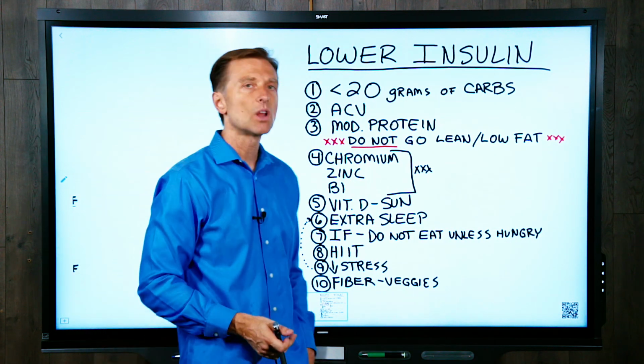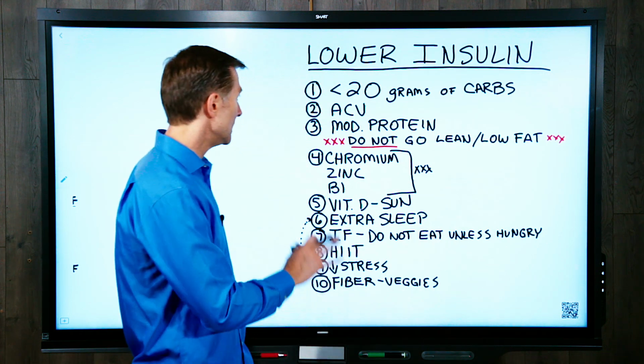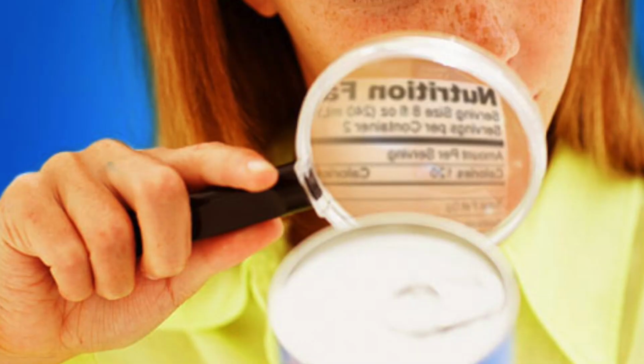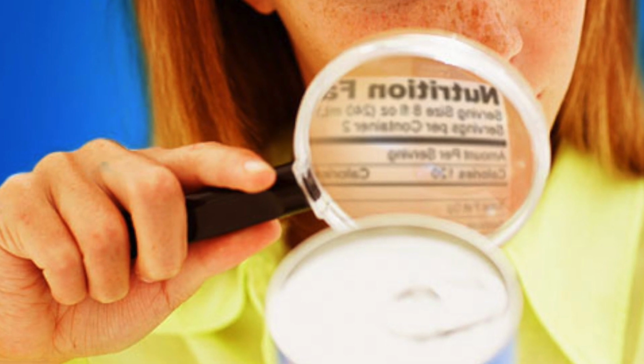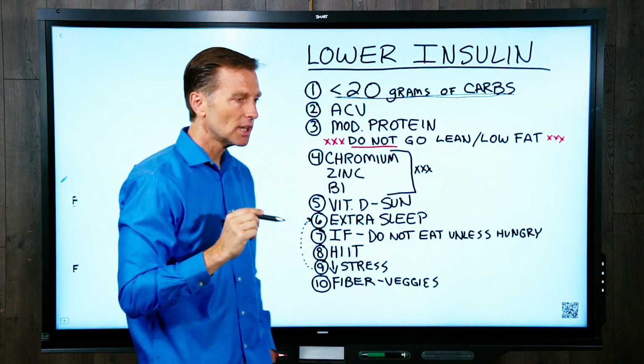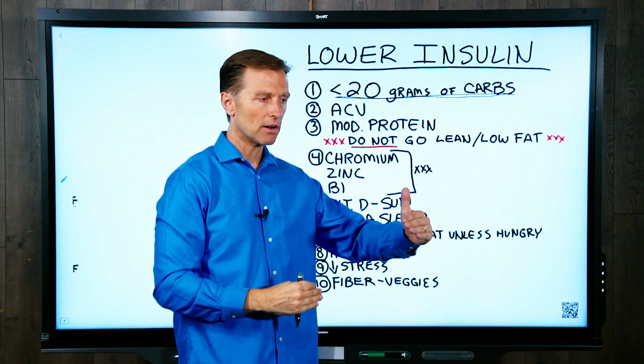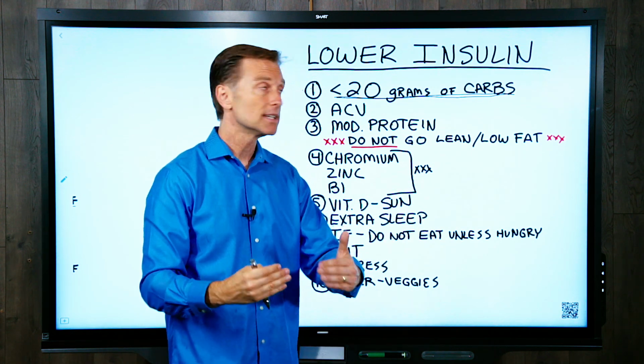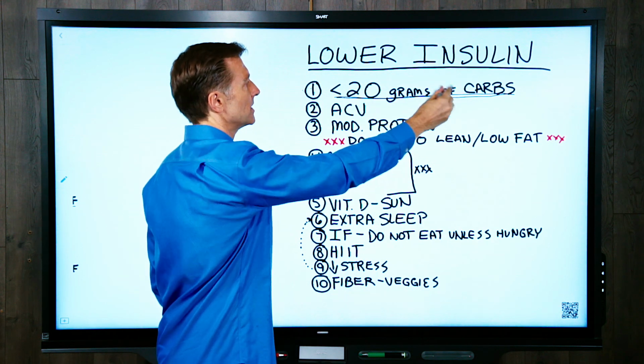10 things to lower insulin, all right? This will really work for you. Number 1, you bring your carbs below 20 grams per day. This is really, really important. And I put a link down below so you can get a printout of exactly what foods to eat. So that way you can understand what this means.